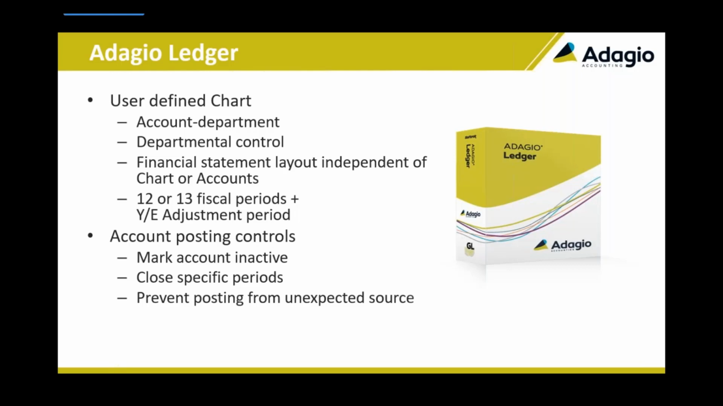And one of the fundamental differences in transaction entry in Adagio is that the fiscal period that the transaction is posted to does not have to come from the date of the transaction. So you can post to a fiscal period outside the range of the date of the transaction. Again, the fiscal period and year is independent of the date of the transaction.